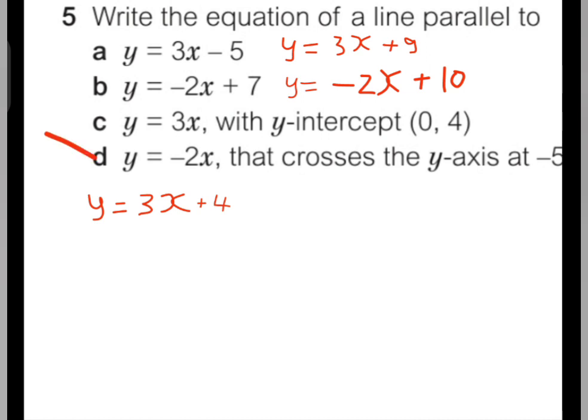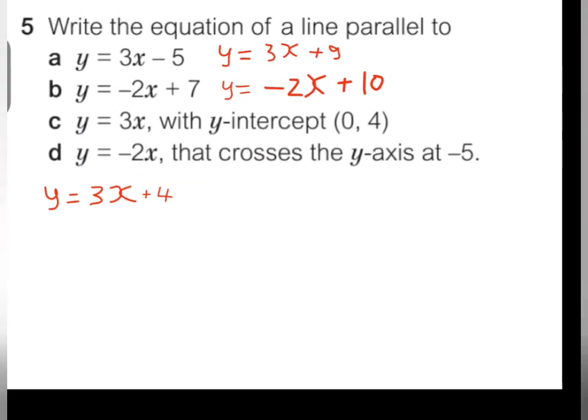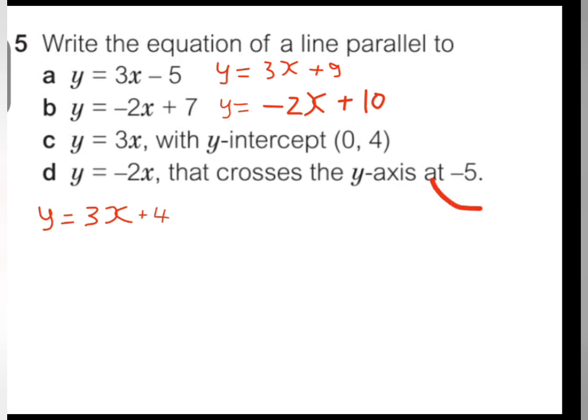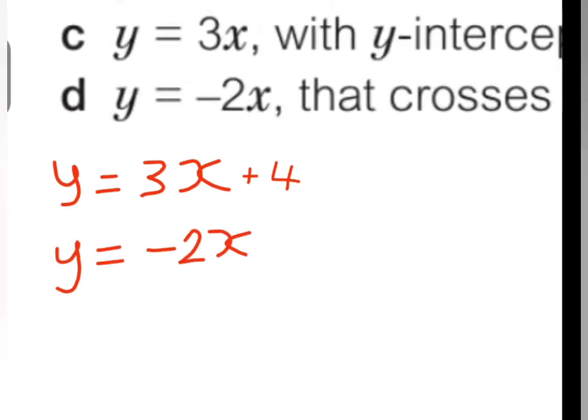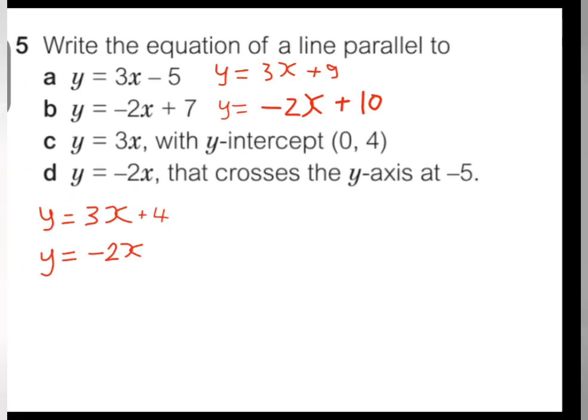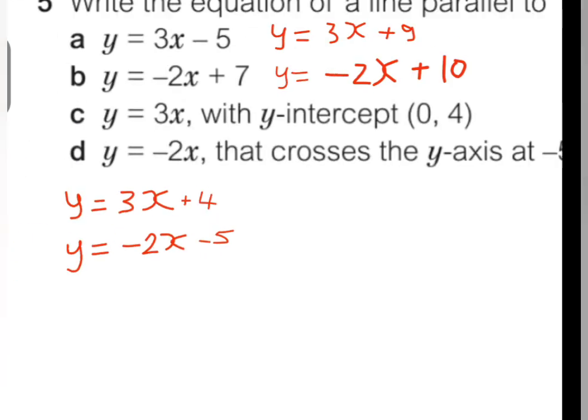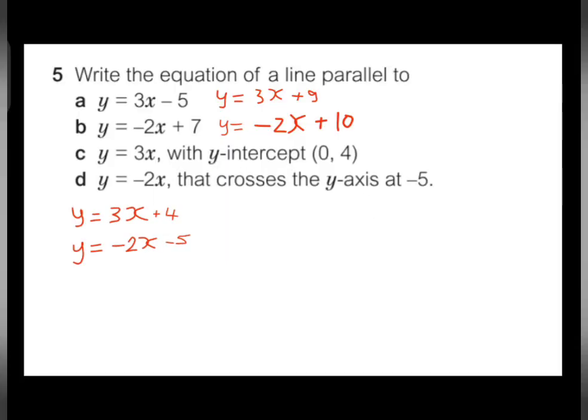Now for D, same idea. We need the same gradient, y equals negative 2x, and then it crosses the y-axis at negative 5. And because it's the y-axis, it means it's the y-intercept. So what do we say? We write y equals negative 2x, and then we write the y-intercept, which is negative 5 here. We write negative 5. And this is how you answer a question like this.